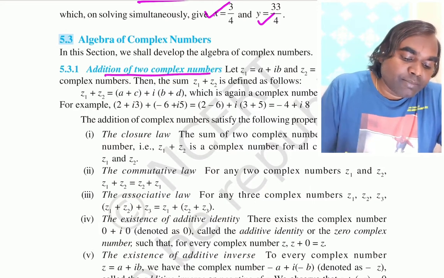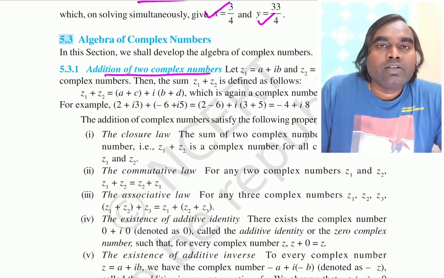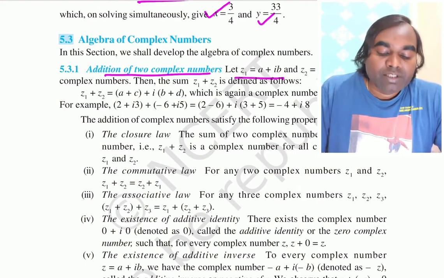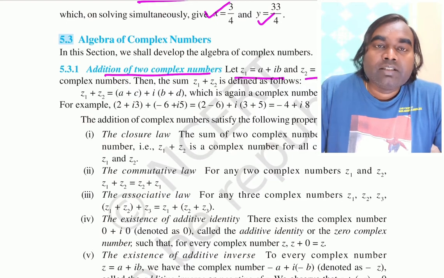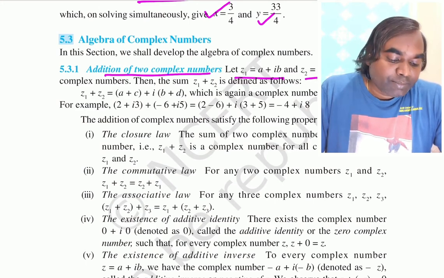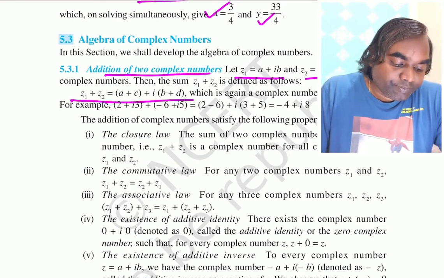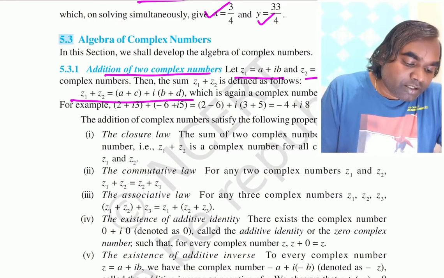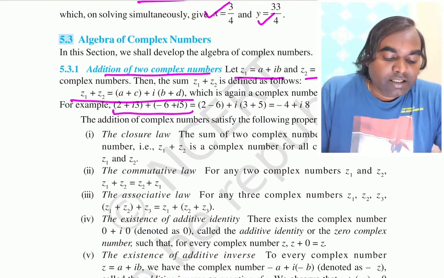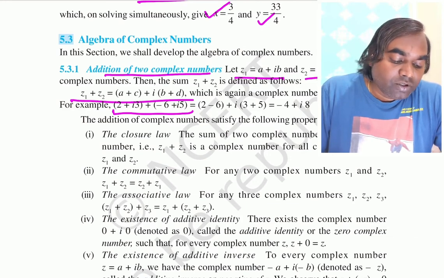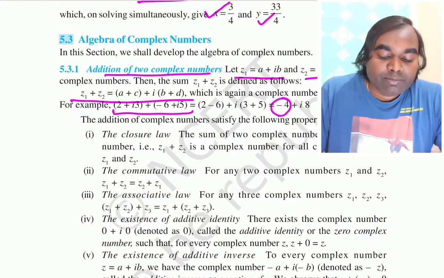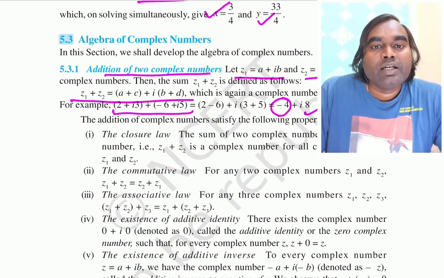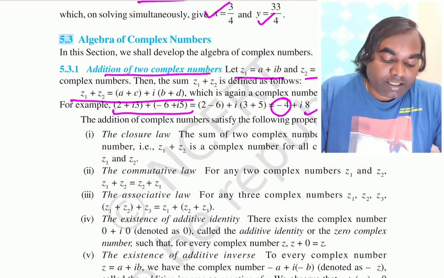Addition of two complex numbers. Suppose there are two complex numbers, z1 is equal to a plus ib and z2 is equal to c plus id. If you want to add them, how can you add that? For adding them we have to add the real parts and imaginary parts separately. Now suppose you want to add these two numbers, 2 plus i3 and -6 plus i5. So 2 and -6 will give -4, and 3 and 5 will give 8. So the addition of these two numbers will give -4 plus i8.